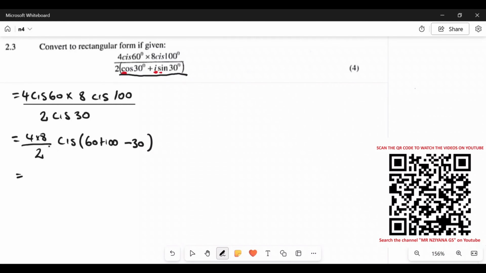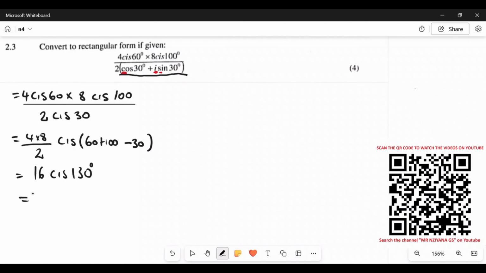So the modulus, they will act like numbers, they will multiply and divide, and then the argument, which are the angles, they're gonna add 60 and 100 because they are multiplying those complex numbers, and then 30 is gonna subtract because it's dividing them. So if you use a calculator for the modulus, you're gonna have 16 there, and then the angle, you're gonna have 130. So this here, guys, is the complex number in a polar form. So we need to convert it into a rectangular form.